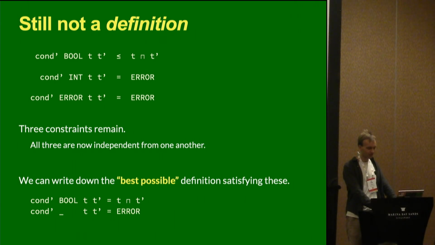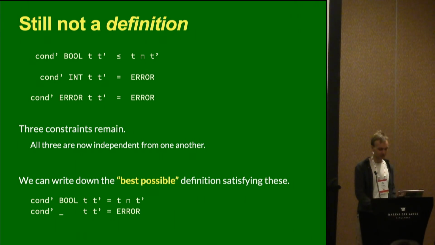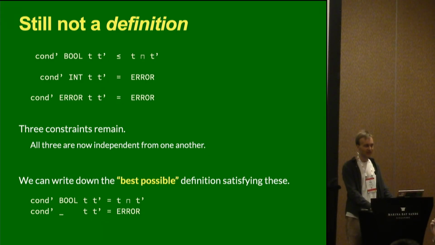And this is great because this lets us literally just write down the best possible definition in some sense, the sort of largest possible definition satisfying these 3 constraints. And we just do that by changing all of the inequalities for equals signs. And also we can combine the last two because they both have error.